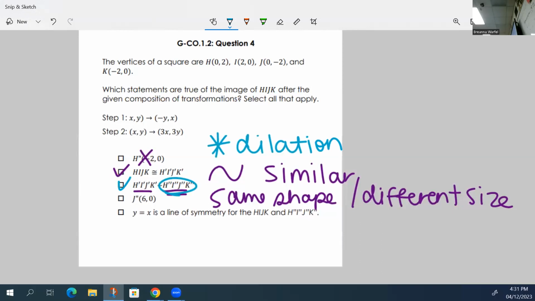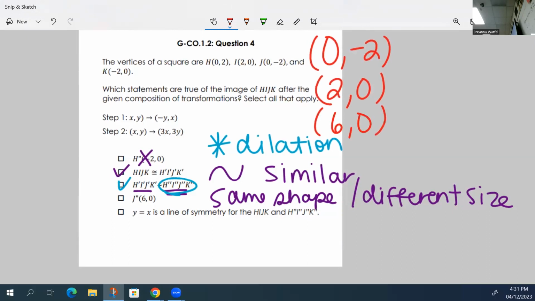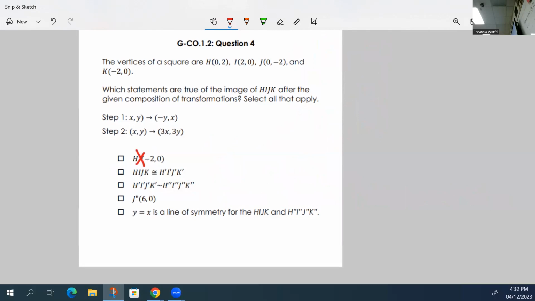Okay, so then you should be able to do the math for J just like we did for H. So if J is 0, negative 2, and then you flip them and make the first one opposite, that would be 2, 0. And then if you multiply them both by 3, you would get 6, 0, J, J prime, J double prime, which is correct. So far, and if you need to pause this video at any time, pause it, we have the first one's out, the middle 3 are in, and we got to check the last one.